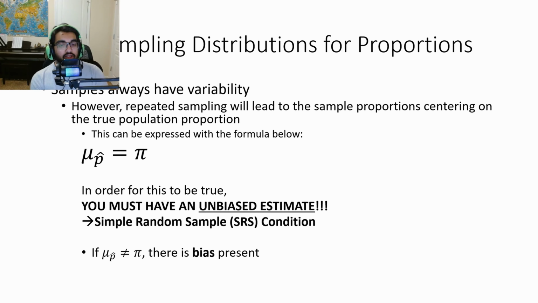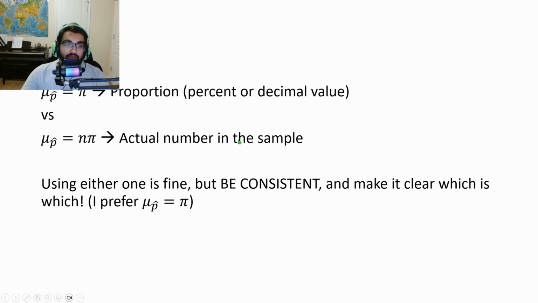In order for this to be true, you must use an unbiased estimate to take your sample. That means you have to take a simple random sample. Can't use any bad sampling methods. You have to do it with a simple random sample, SRS. So if mu sub p hat is not equal to pi, then that means there's bias of some kind present, most likely. Now, mu sub p hat equals pi. This is the actual proportion, percent or decimal value, 16.5%, 50%, 65%, doesn't matter.